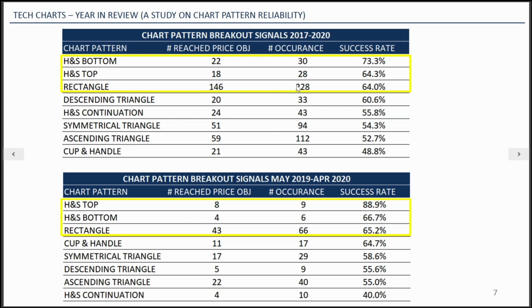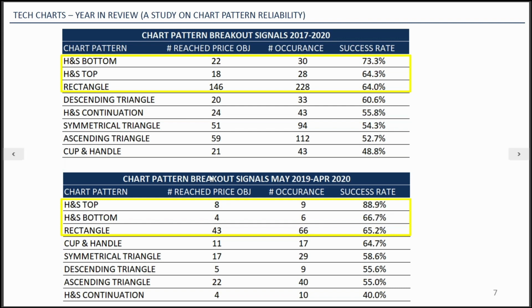So that's why you might be seeing more rectangles, but that doesn't mean that when a market is reversing, I'm not highlighting head and shoulder tops or head and shoulder bottoms. But these are the numbers that were featured on the global equity markets report. So the top three have been head and shoulder top, head and shoulder bottom, and rectangle. And their success rate has been good.